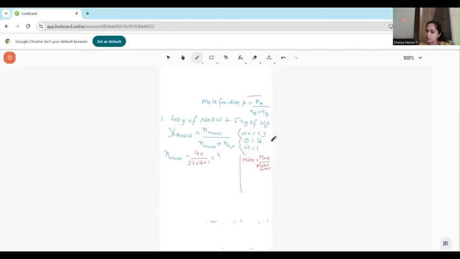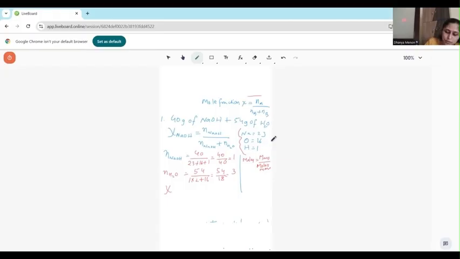Okay. So our work didn't finish here. We need to find the number of moles of water too, because we need it for the total number of moles, right? So mass of water is given, 54 over hydrogen is 1 times 2 plus 16. So 54 over 18, which is equal to 3, right? So what do we do? How do we find the mole fraction of NaOH?